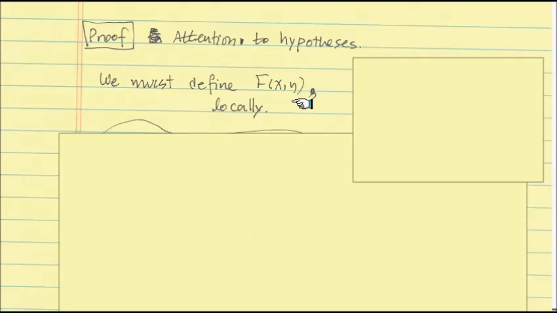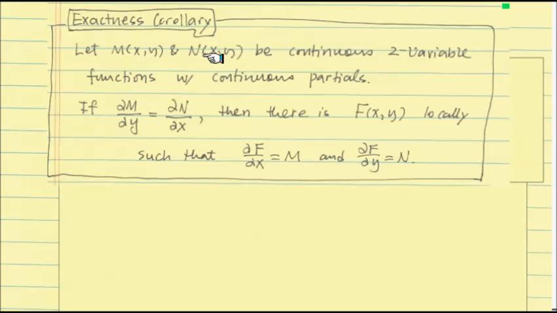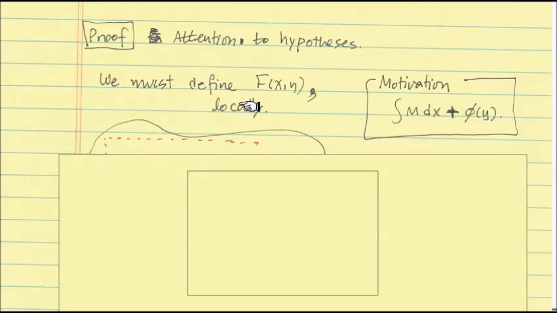So let me show you the statement again. Here's the statement: M and N are given and they satisfy this condition. Then we have to construct this F, then show that its partial derivatives match this M and N. So we're in this process of defining it. But at least I'd like to mention a little bit about the motivation behind that. How we're defining this function F is the following.